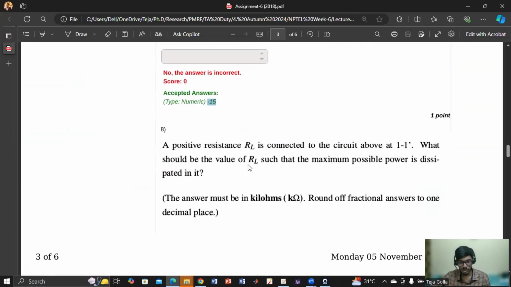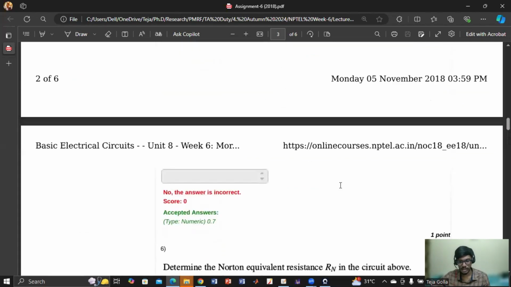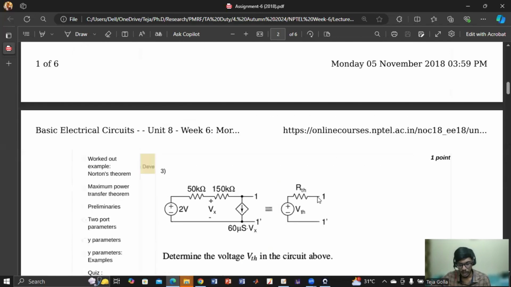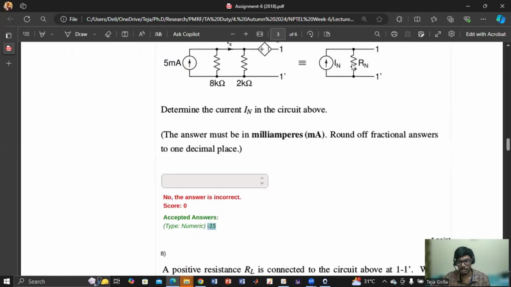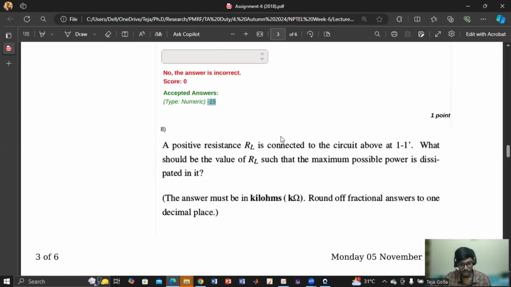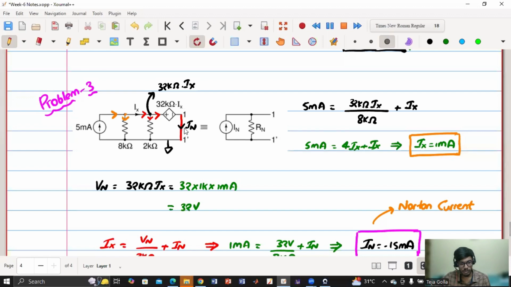Then also they have asked what is the value of RL if it is connected. As R Thevenin equals R Norton, R load will also be equal, because we have seen that if a load is connected, the maximum power will be transferred when R Thevenin equals RL. So even in this case, the maximum power will be transferred when RL equals R Norton, because both the resistors should be same. So then we have to calculate R Thevenin. For calculating R Thevenin, what do we do? We connect a test voltage and we see what is the test current, and we have to find the ratio of that.